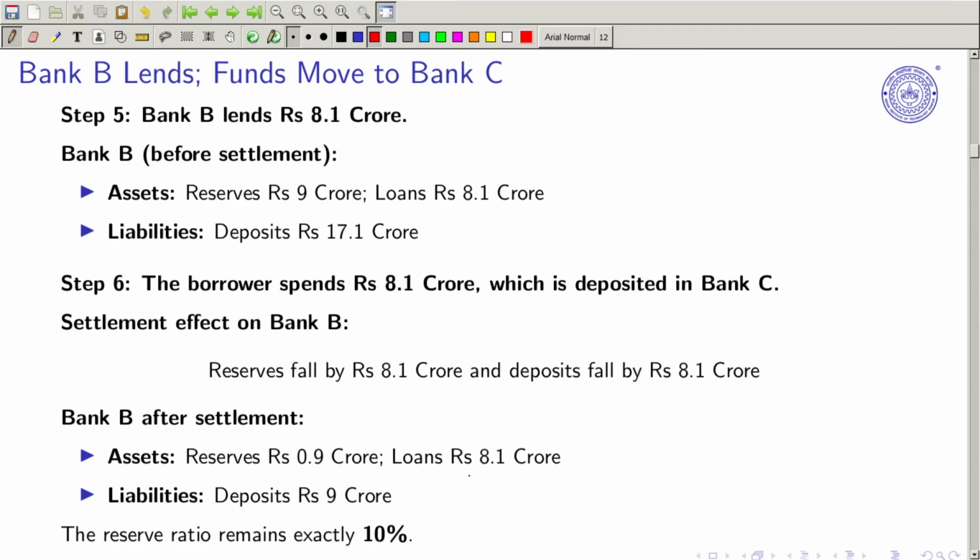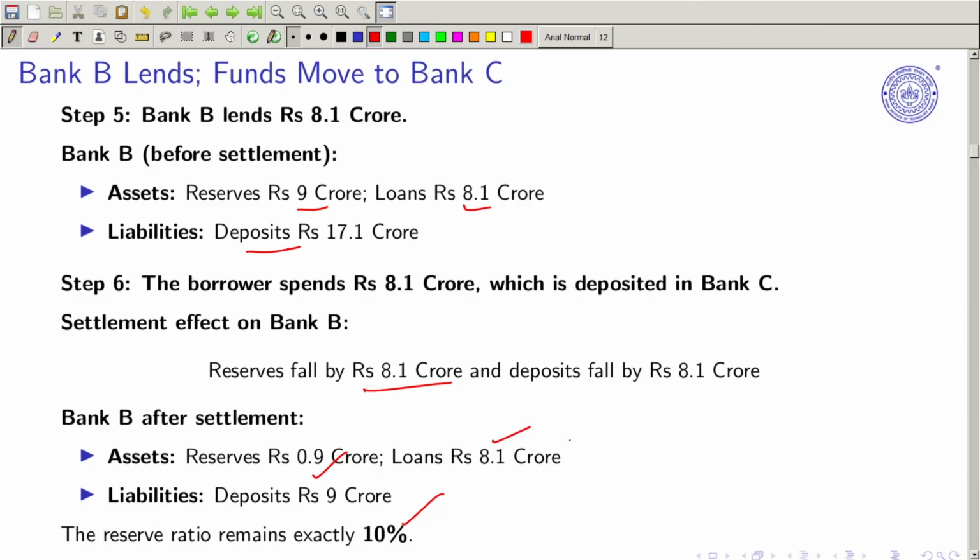Bank B lends and funds move to bank C. So bank B lends rupees 8.1 crore, which means that before settlement, reserve is going to be 9 crore and loan is going to be 8.1 crore. So 9 plus 8.1, 17.1. On the liability side, there will be an entry of 17.1, right? Now 8.1 crore will be taken from the reserves, right? So 0.9 it is still maintaining, the 10% which they have.